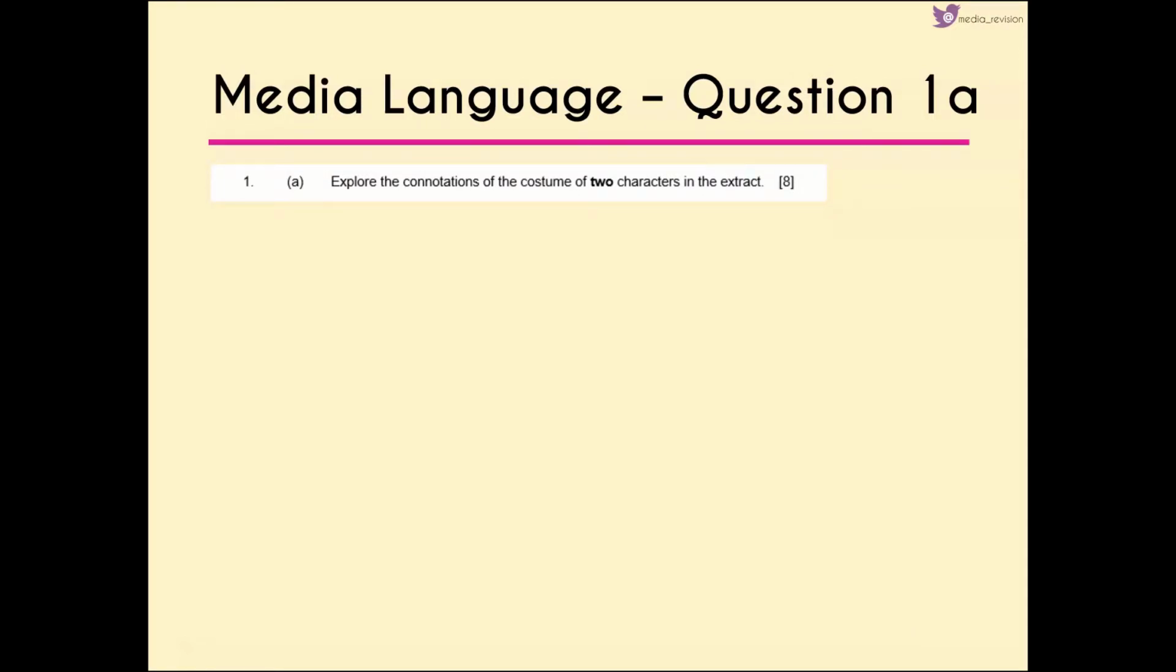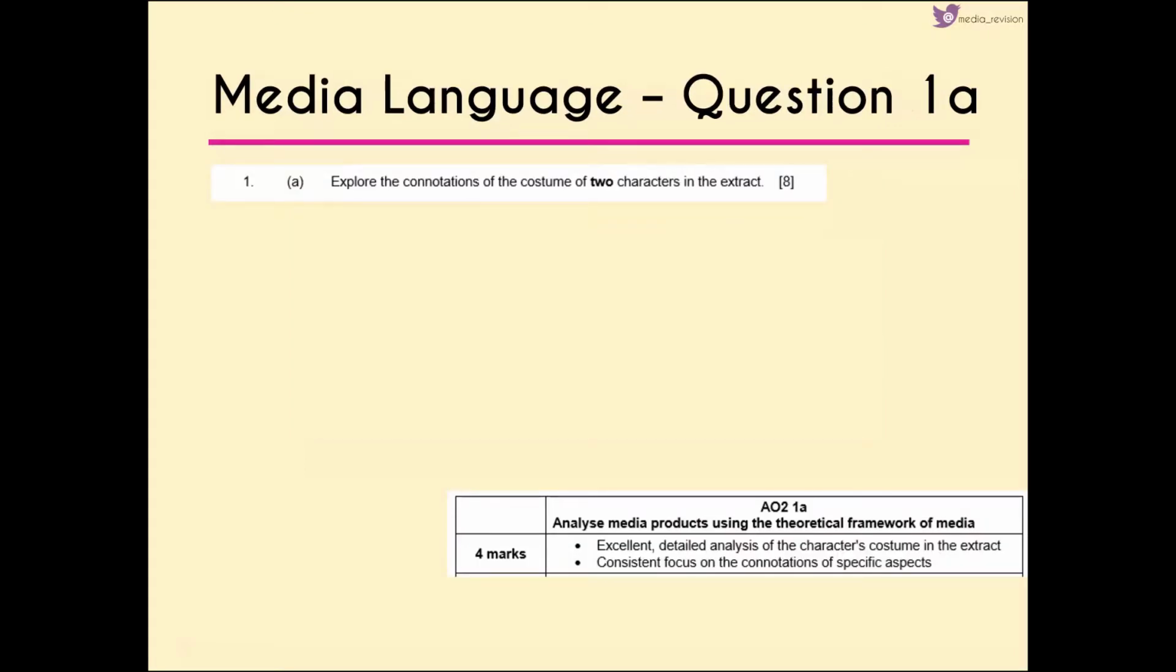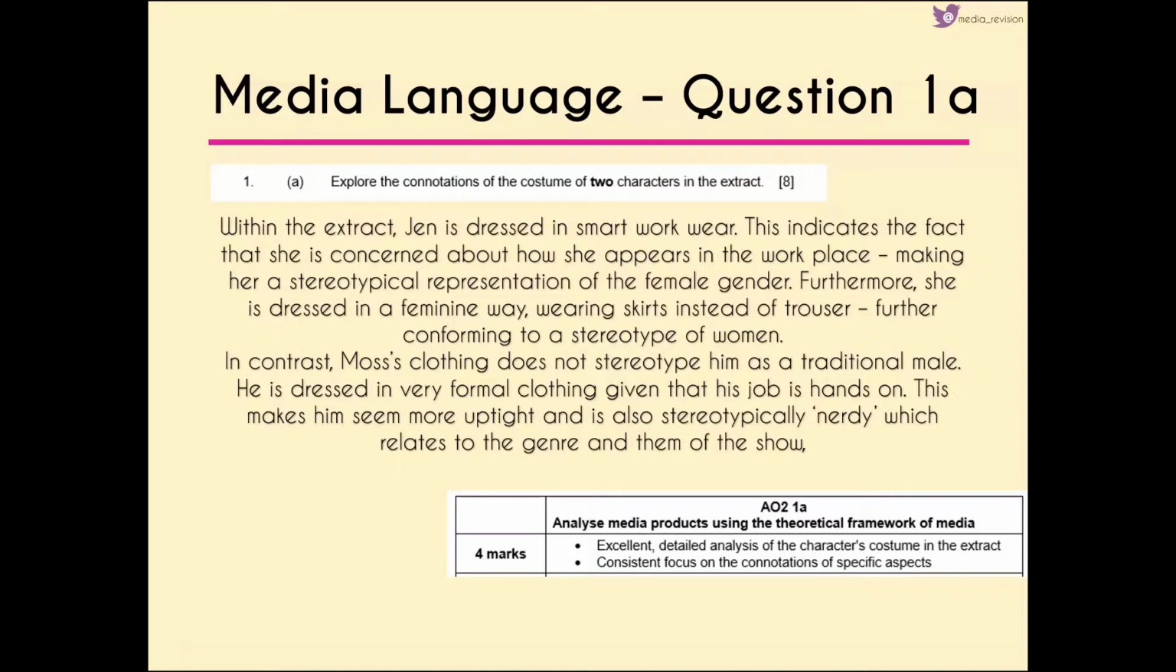Okay, so: explore the connotations of costumes of the two characters within the extract. As we've seen in component 1 questions, we've got these same key terms coming up: basic, satisfactory, good, or excellent. A basic response will get you basic marks, okay? Now it's perfectly achievable for you guys to get into that excellent category. We just need to give details. That's really what we're focusing on. Detailed analysis, needing some terminology in there. If we can throw some theory in, fantastic. Okay, so let's have a look and see how we do here then.